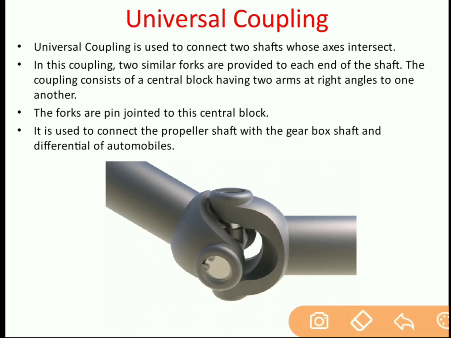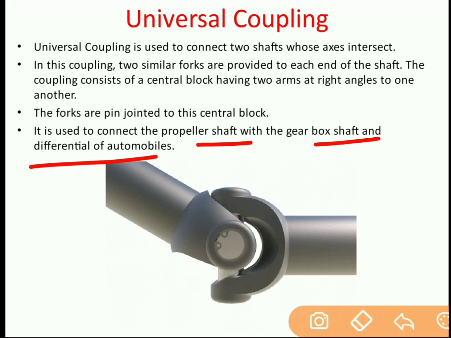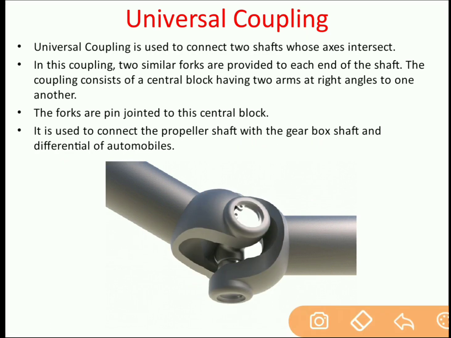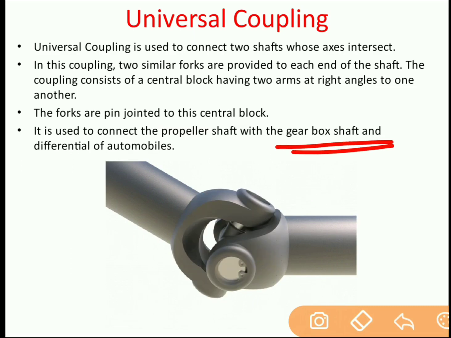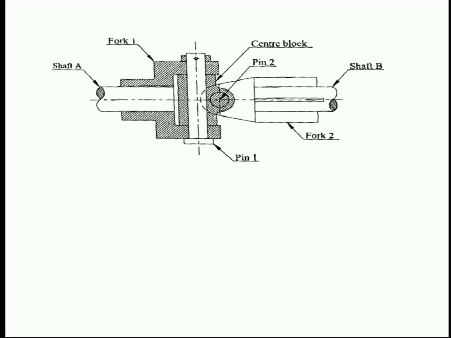It is used to connect the propeller shaft with the gearbox shaft and differential of the automobile gears. Now this kind of universal coupling is used in case of gearbox shaft, and also it is used in differential gear of automobiles. You can see the figure over here. Shaft A and shaft B, they are connected with the fork 1 and fork 2. And in between these two forks there is a central block and the pin.